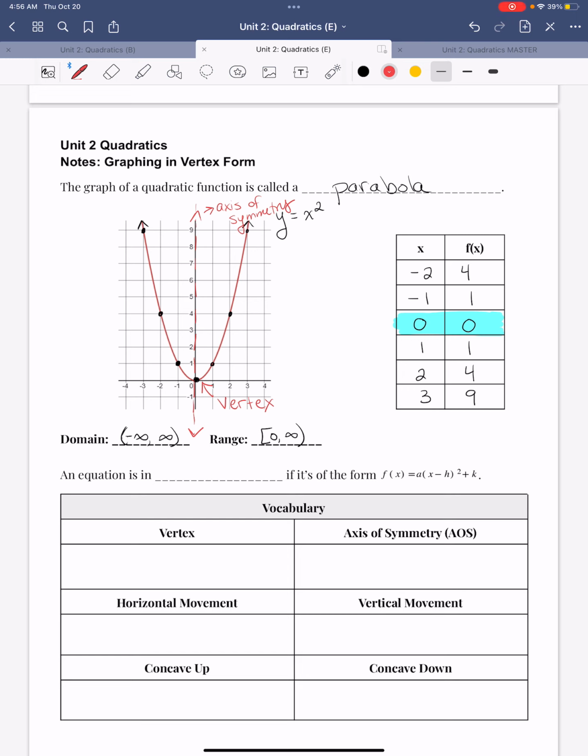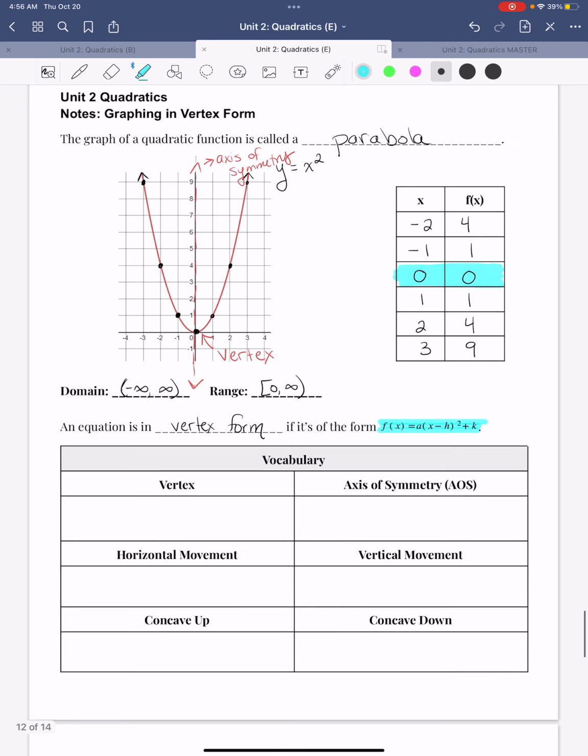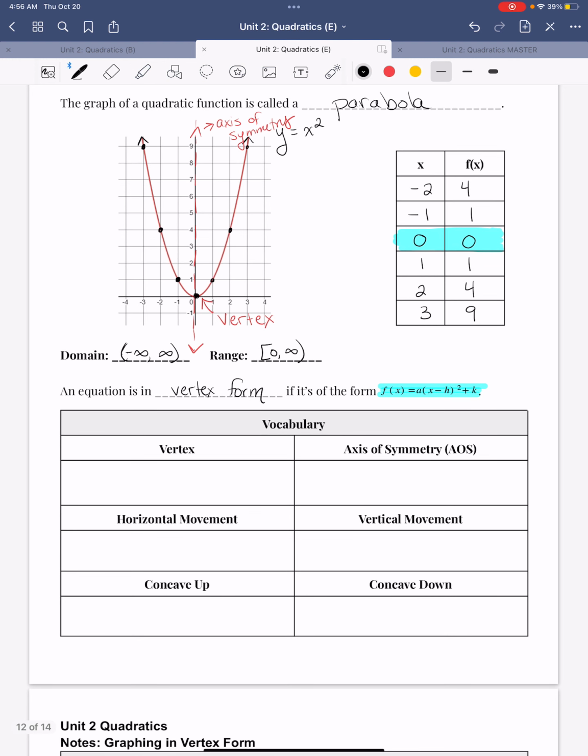So we're going to start by looking at our graph in vertex form because that's what we've already looked at our graph in when we were looking at transformations. So an equation is in vertex form if it's in the form f of x equals a times x minus h all squared plus k. And this is the form that we were already looking at before with our transformations. And so when it's in this form, our vertex is always going to be (h, k). And this point represents either the minimum or the maximum for our function.